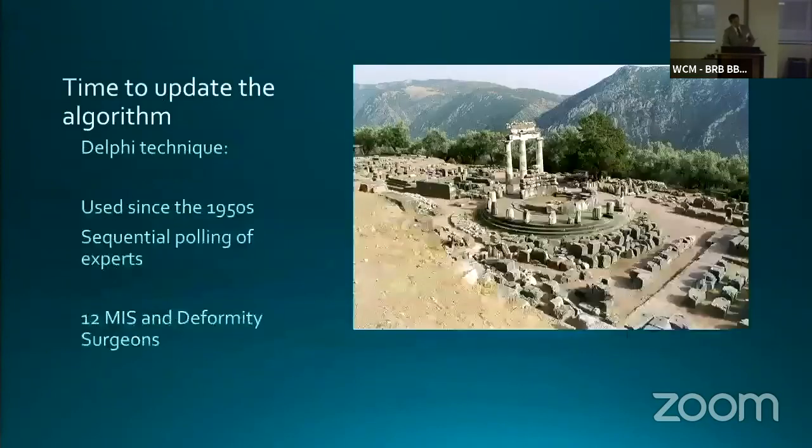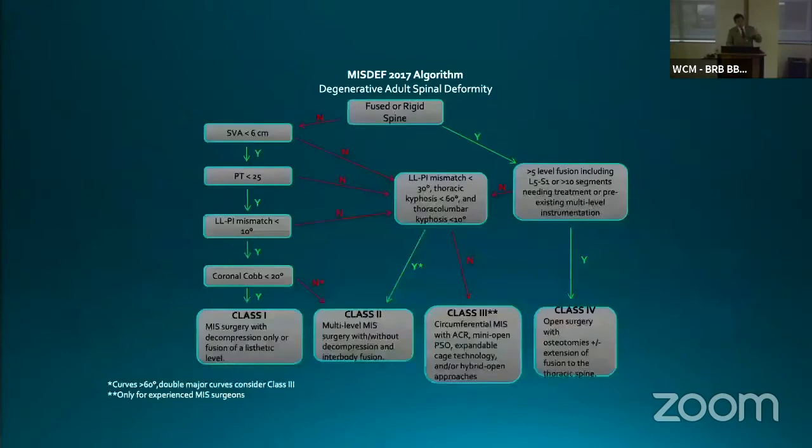So at that point, we thought it was time to update the algorithm. We went through with a bunch of the surgeons and discussed this using the Delphi technique, and we came up with this newer one. It's just recently been published in the Journal of Neurosurgery. And this time we have 4 classes, ranging from class 1, which is very minimal deformity, class 2, which is sort of the moderate coronal deformity, and then class 3, which is the more advanced MIS techniques to deal with sagittal plane deformities. And then class 4 are traditional open cases.